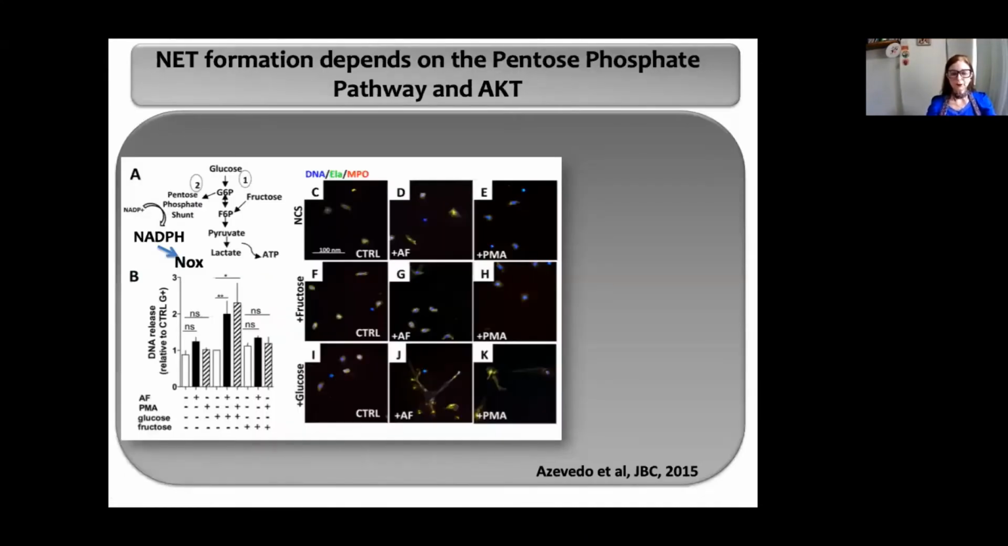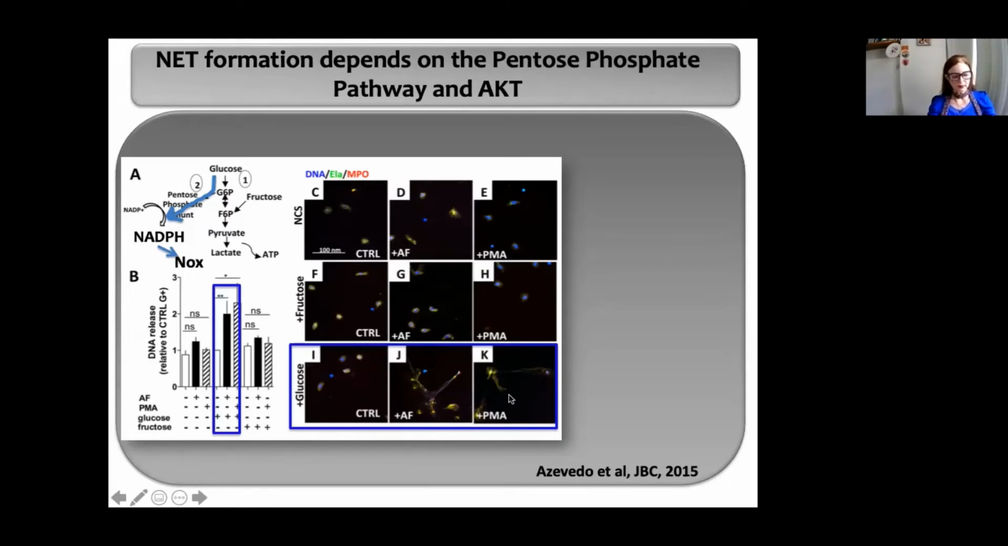Since we are biochemists, this is a new study that we did in our lab. Since this NOX enzyme depends on the production of NADPH, this is the pentose phosphate shunt pathway. What we are showing in this work is that in the presence of glucose, we do see formation of NETs when we add alpha-synuclein fibers or PMA.